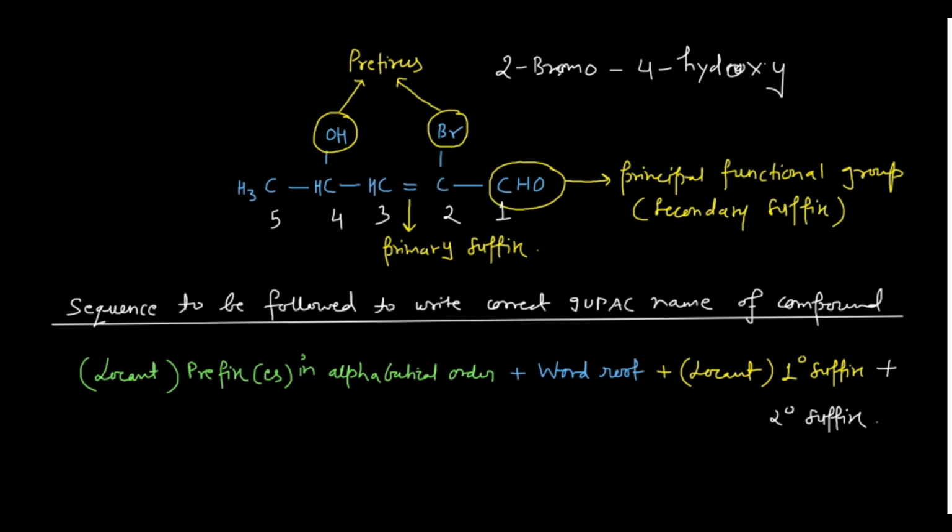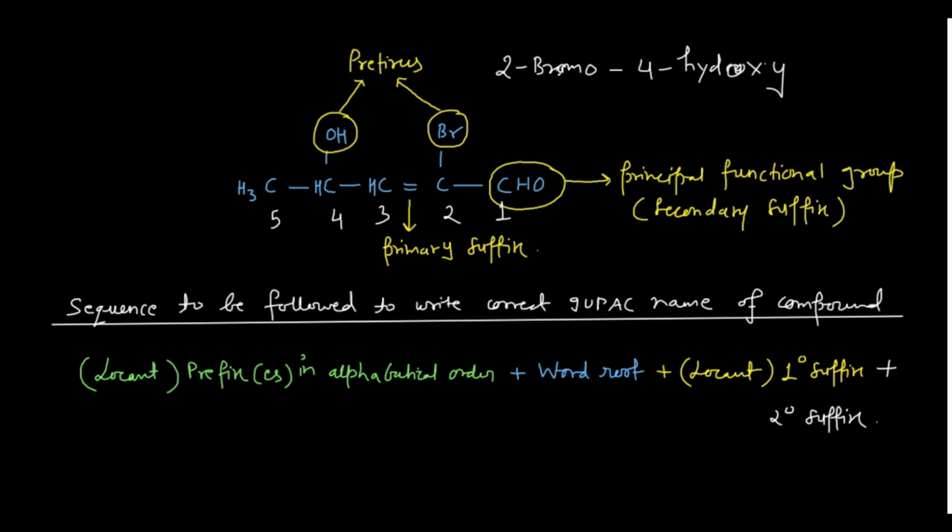Why? At position number 2 you have the bromine, and the name of the bromine as a side chain would be bromo because it is a negatively charged ligand, and the name of a negatively charged ligand generally ends with o. Halogens are always written as bromo, chloro, iodo and fluoro, etc. And at carbon number 4 you have the OH group as well. It is also a side chain. So when it is treated as a prefix, its name is 4-hydroxy.